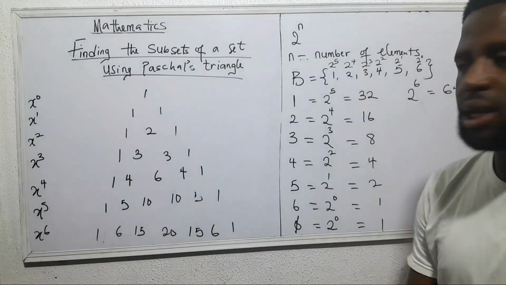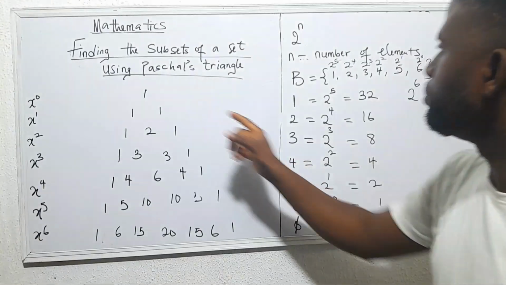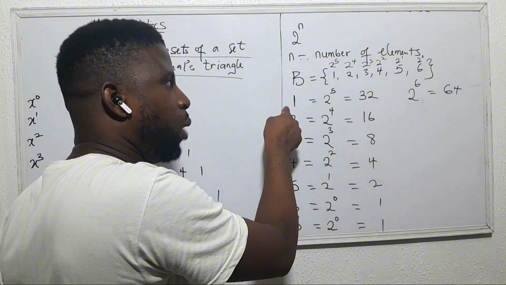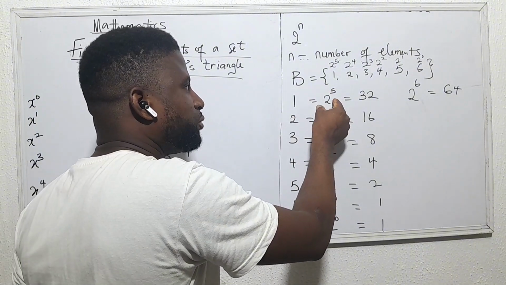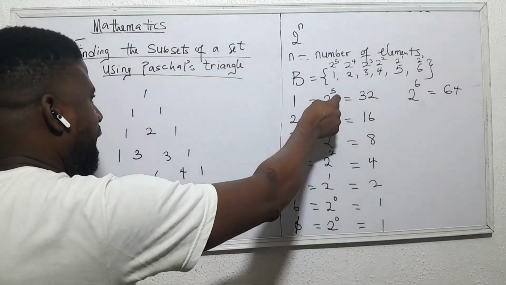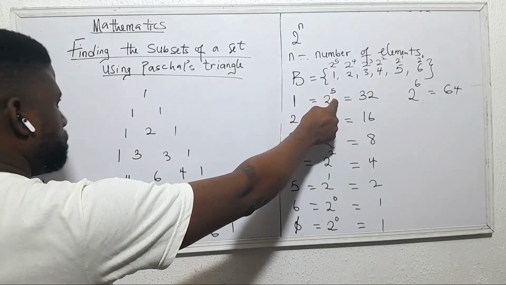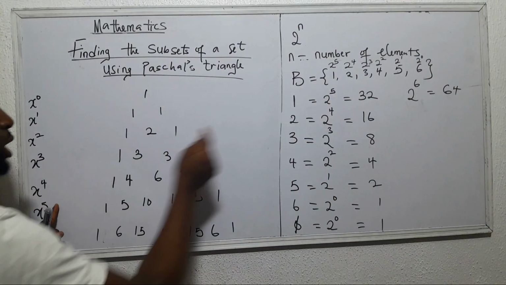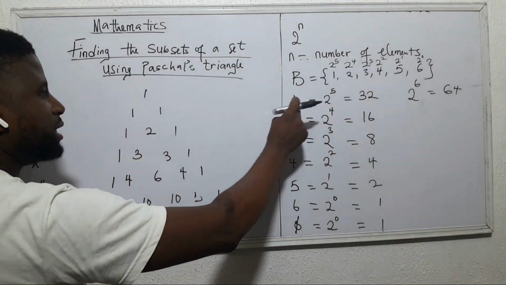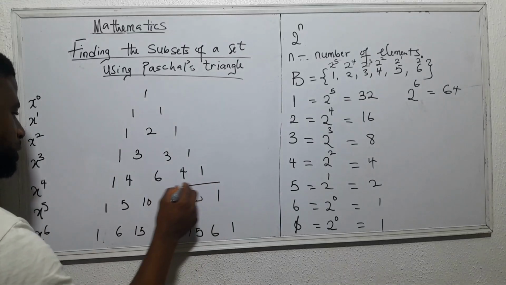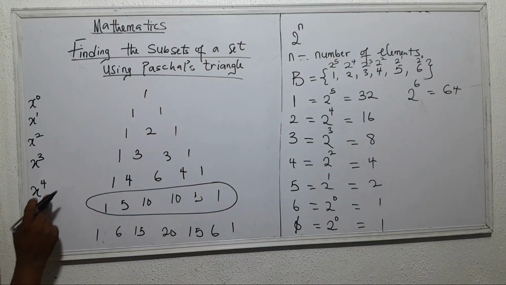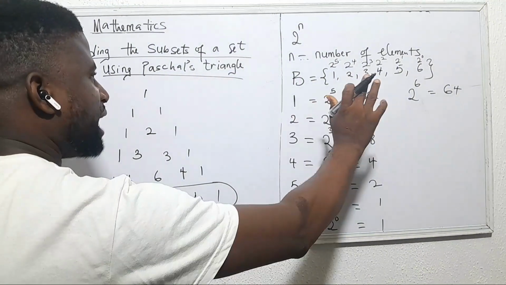Now, how do we then bring Pascal's triangle into this? When we are mapping element 1, the index for element 1 is 2 raised to power 5. So at this point, our x is 2, right? While the index is what? 5. So it means that for element 1, we are going to be using the coefficients of x raised to power what? 5.